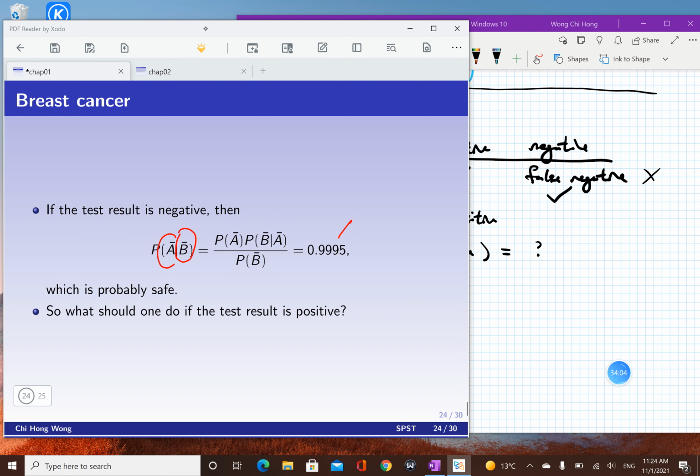What is this? 99.95%. You're most likely safe if you have a negative result. So now you understand what these tests are all about. They are not trying to identify people with the disease. They are trying to find the people who don't have the disease, to assure you that if you get a negative result, you're probably okay. You're most likely to be okay.